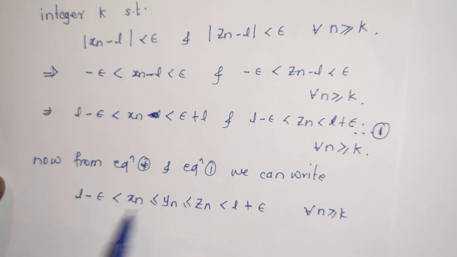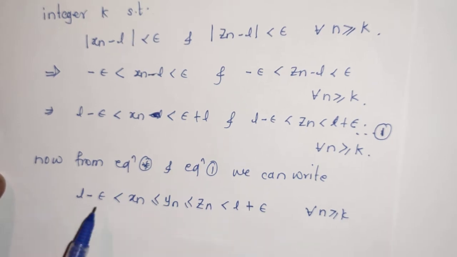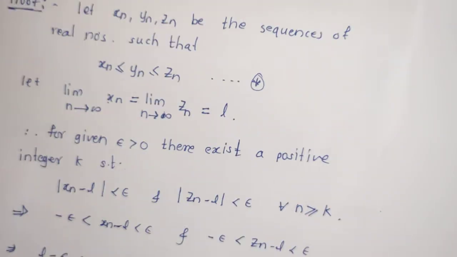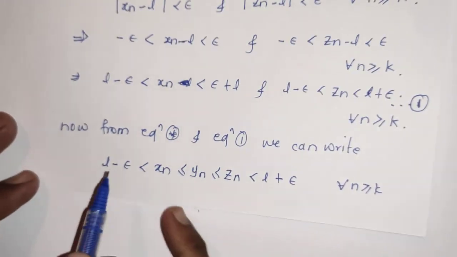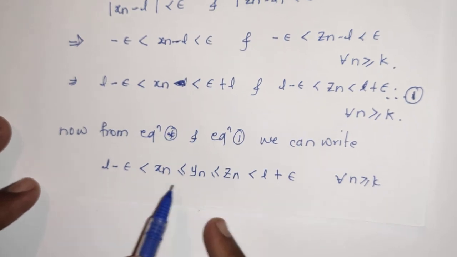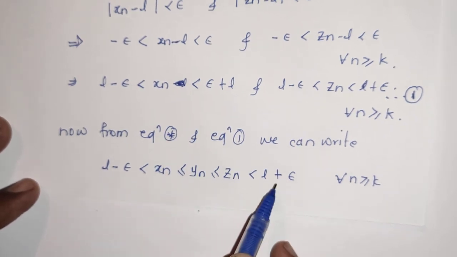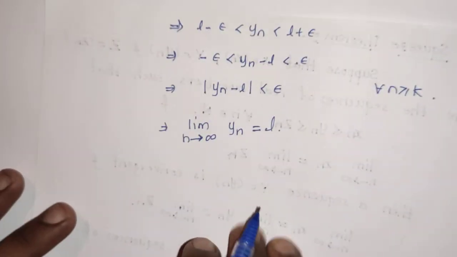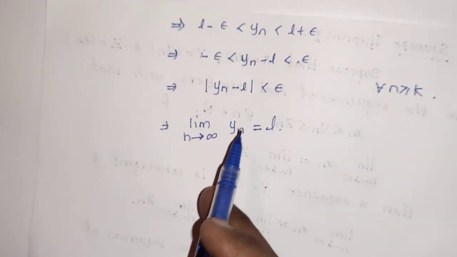So using these two equations and combining them, we can write L minus epsilon is less than xn is less than or equal to yn is less than or equal to zn is less than L plus epsilon. So from this we can write L minus epsilon is less than yn is less than L plus epsilon, and using that here we get mod of yn minus L is less than epsilon. This will give limit n tends to infinity yn is equal to L.